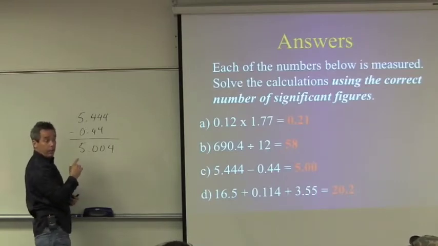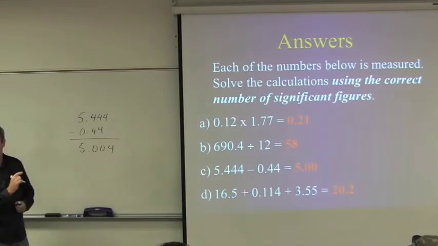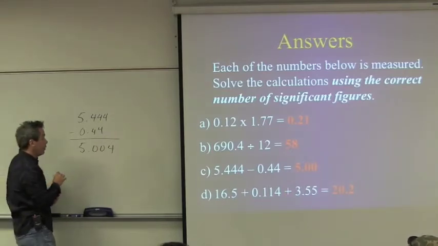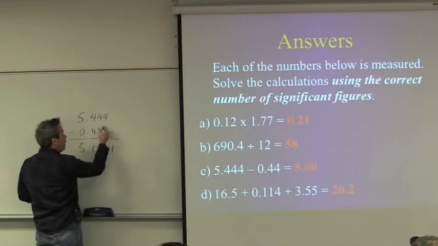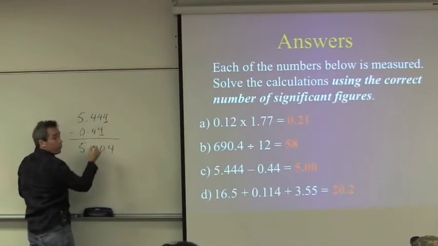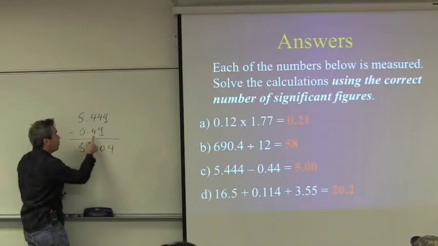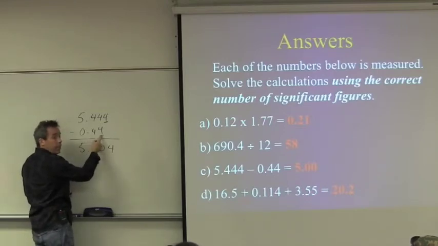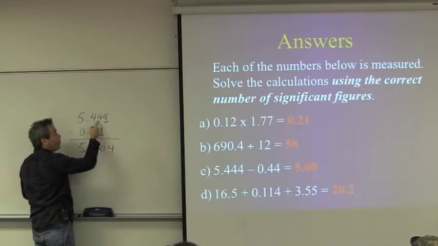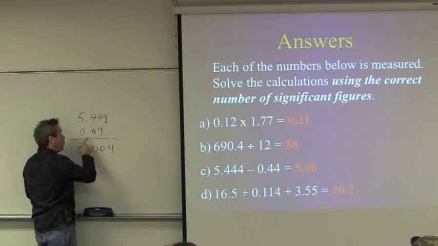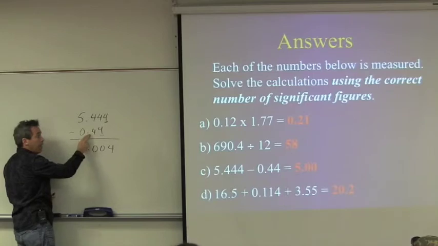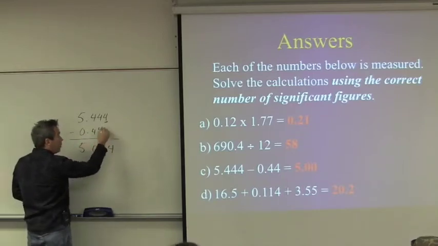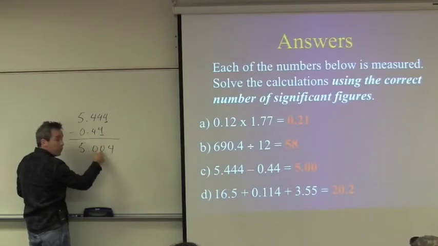The answer for addition and subtraction, the answer should have the same precision as the least precise number. So see, this is precise to the 100th spot. This is precise to the 1,000th spot. Or I could say, this is precise to 2 places after the decimal. This is precise to 3 places after the decimal. So can you guys see this is the least precise number? The answer should have the same precision as the least precise number. Precise to 2 numbers after the decimal point.